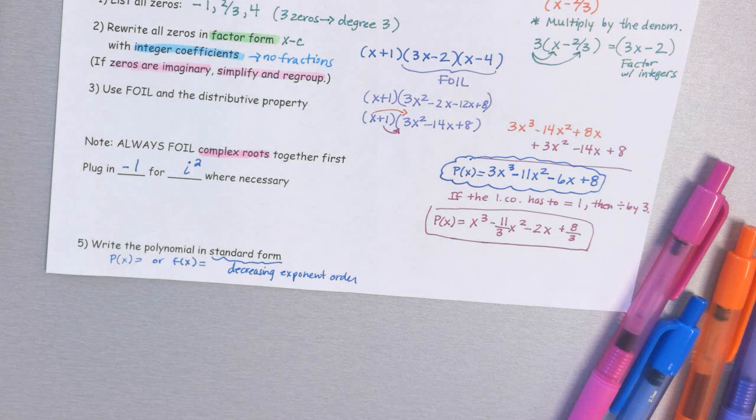So the first thing I want you to do when you're looking at part B is I want you to look at the zeros, and if there are any conjugates that need to be added to your list of zeros, we're going to add them now.